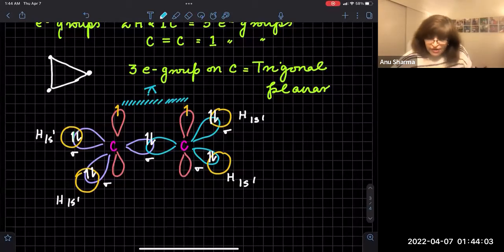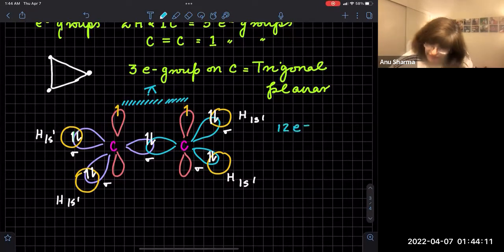So you see now 12 electrons total have been accounted for. 12 electrons have been used. Two are in making the pi bond, which is a part of the double bond, and the remaining are all in single bond, sigma bonds making.